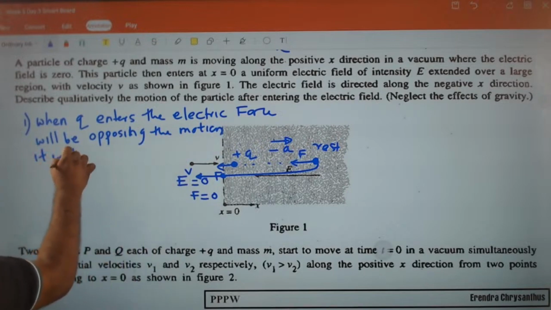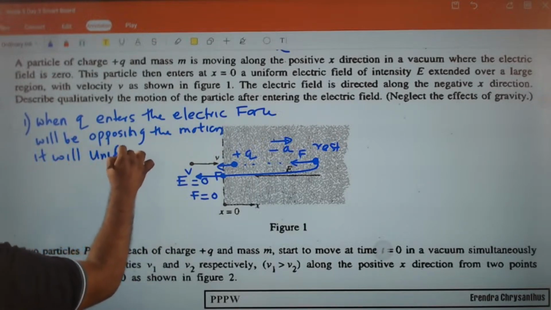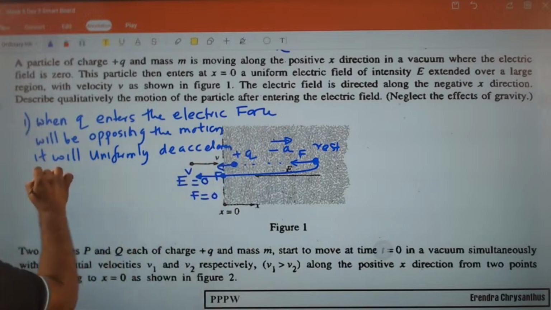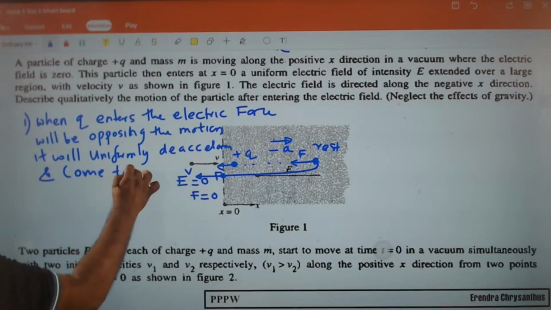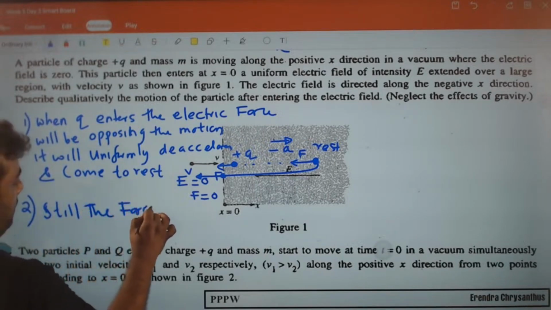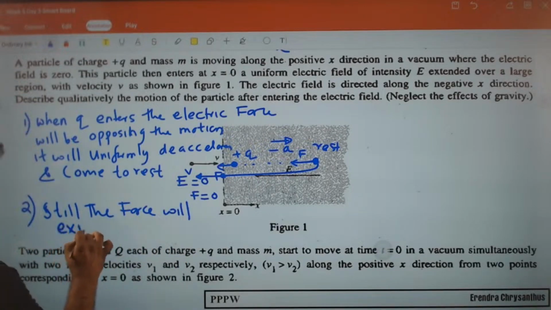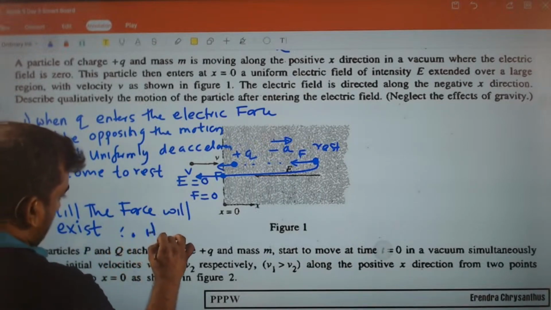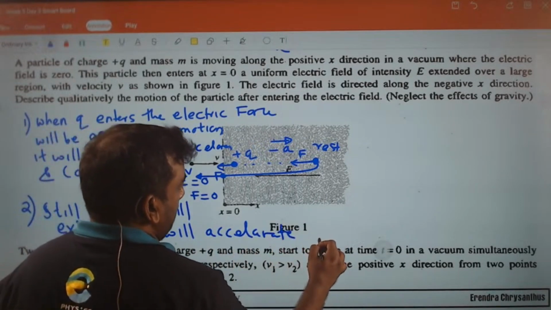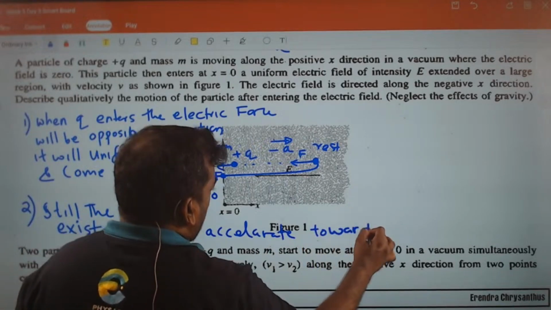It will uniformly decelerate and come to rest. Then what happens? Still, the force will exist. Therefore, it will accelerate towards the negative direction, towards negative x.